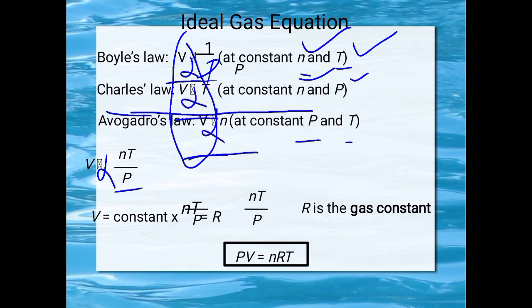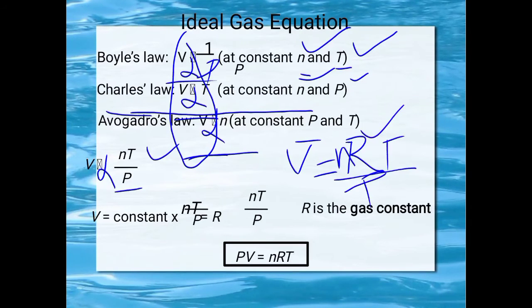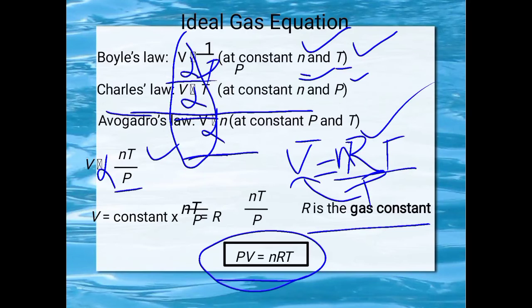If we combine all these equations, we will get a new equation: V is proportional to nT by P. If we change the proportionality sign, we will get a constant, that is R. V is equal to nRT by P. This R is the gas constant. And if we rearrange the equation, if P moves here, we will get PV is equal to nRT. This is the ideal gas equation.